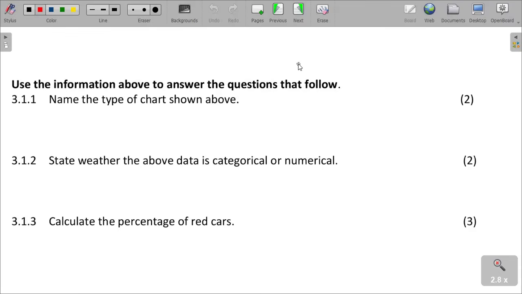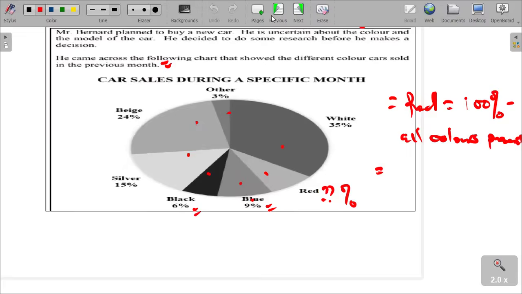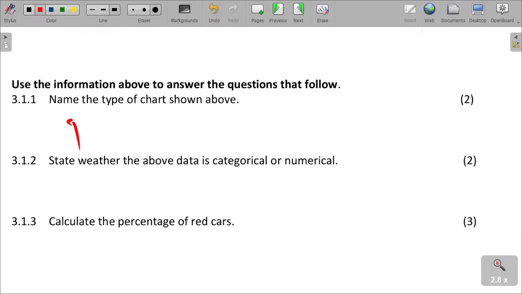Name the type of the chart that is shown. The chart that we are given here is a pie chart. A pie chart is a complete revolution which shows, in degrees or percentages, the proportionate contribution of the variables that are given there. So this is a pie chart.